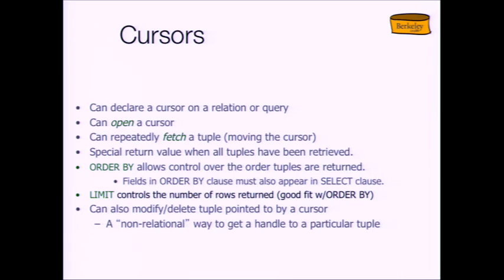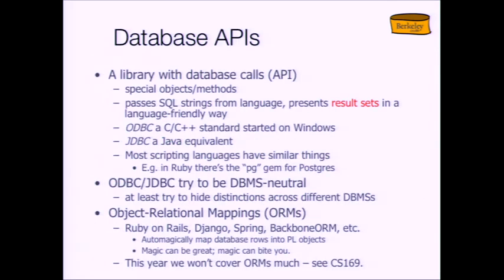So if you did a select star on a table, and then you, in a cursor, say fetch, fetch, fetch, fetch, you get down to some student, and you can say, oh, I want to change the student's grade, and so you can just update the record that the cursor is currently pointing at. Okay. All right, so those are cursors.